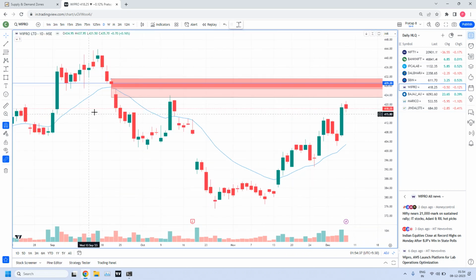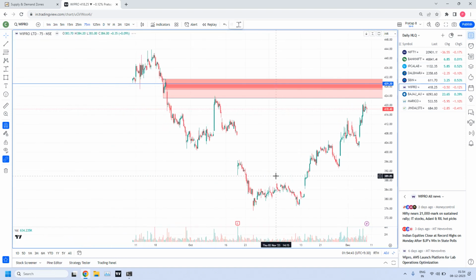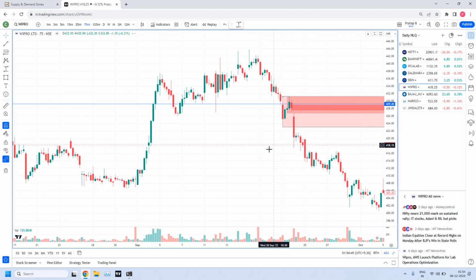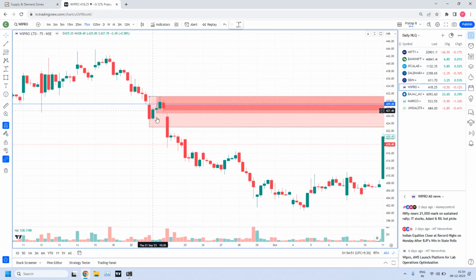Is it 75 or daily? Inside the daily 75 minutes. I'm sorry, Wipro is also a daily zone. Inside we have this 75 minutes. Inside 75 minutes, 15 and further 15 fine-tuned to 5 minutes level.